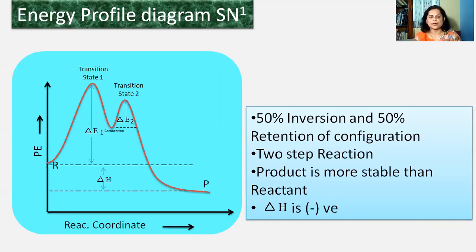Formation of carbocation is a two-step reaction. Two-step reaction means conversion of reactant to the carbocation, and carbocation to the product. And 50% retention and 50% inversion both take place in the SN1 mechanism. So that is about the SN1 mechanism.